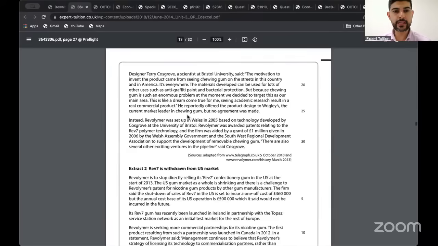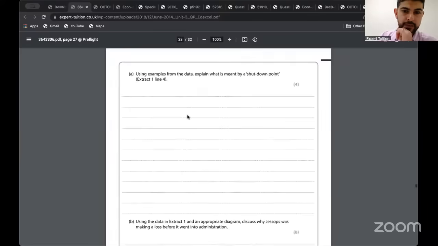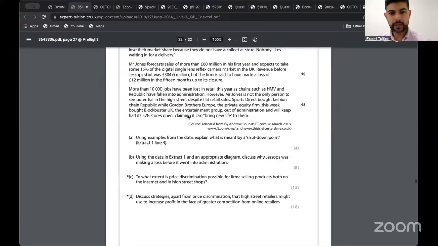If we go to question 10C. Question 10C says the following. 10C goes, to what extent is price discrimination possible for firms selling products both on the internet and in high street shops? So, to be clear, the three types of questions are as follows. One is what is the impact on profitability? Two, what is the benefit or what is the effect on the consumers of price discrimination? And the last type of question is, can they price discriminate? Is it possible to price discriminate?